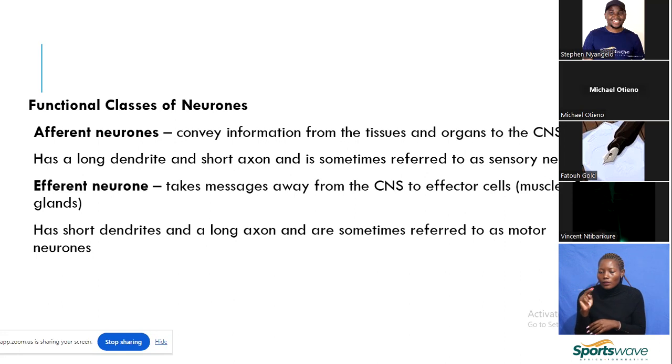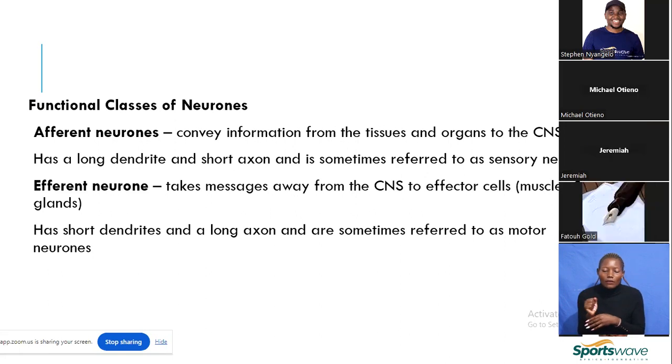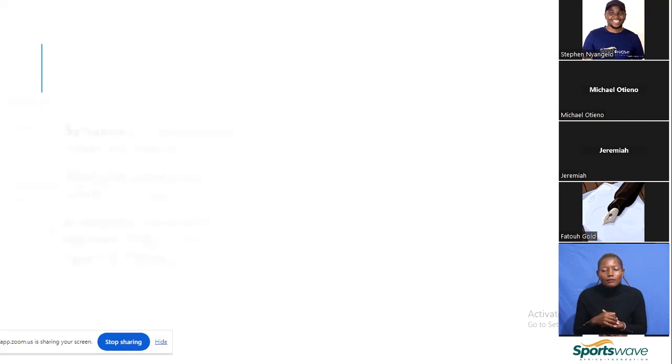Neurons that convey information from tissues and organs to the central nervous system are afferent neurons. Those taking messages from the central nervous system to the effector cells are efferent neurons. And their structure is different.